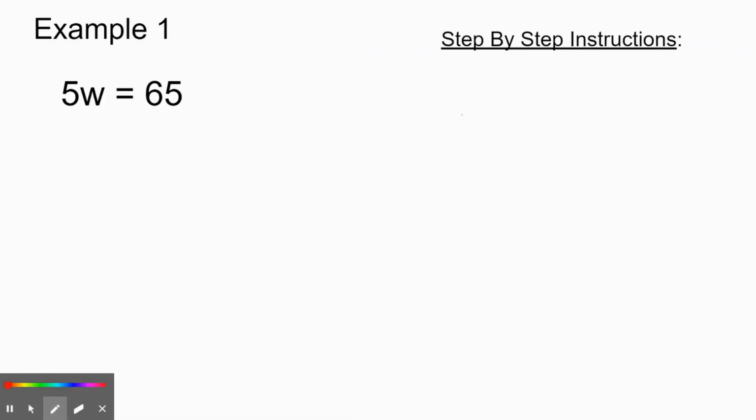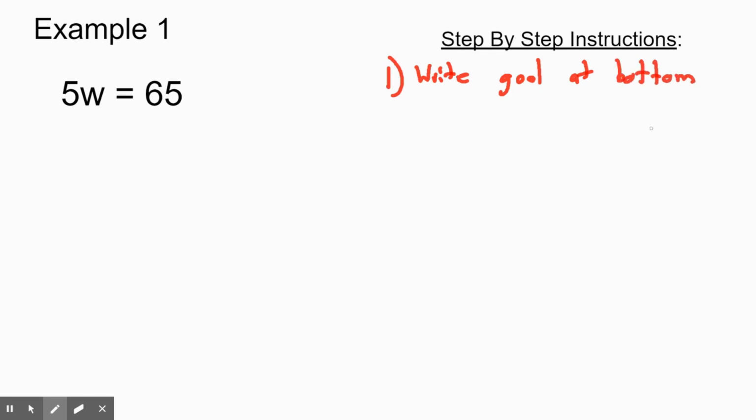We have 5w is equal to 65. So, what I would strongly suggest doing, by which I mean do this, you're going to write down these step-by-step instructions. And step 1 is just to write your goal at the bottom. So what that means is we see that we have a w. Remember, our goal is always to isolate the variable. So we're going to put a w is equal to at the bottom.